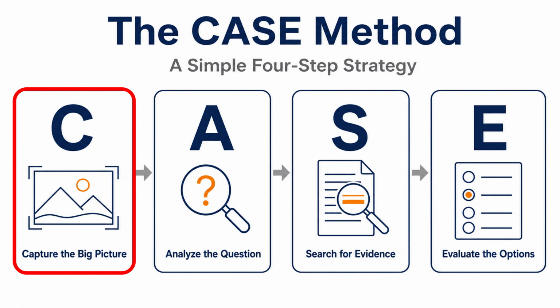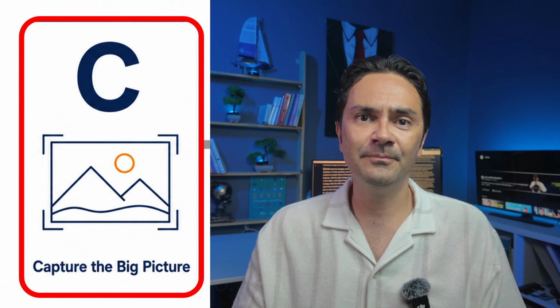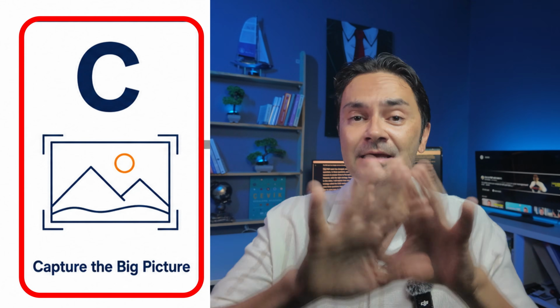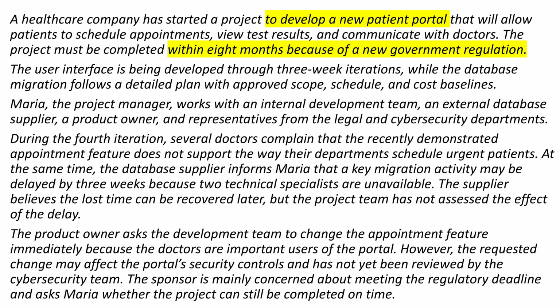So, let's talk about this strategy. When you first read the case, do not try to memorize every detail. Instead, try to understand the big picture. You can do this by identifying 5 things: the project goal, the project environment, the important people, the main problems, and the current stage of the project. Let's apply this to our case. Here, the goal is to develop a patient portal within 8 months and meet a new government regulation.